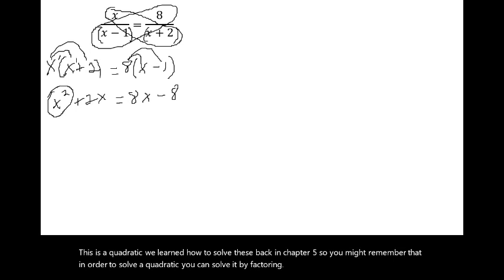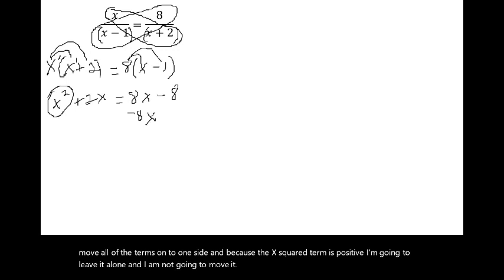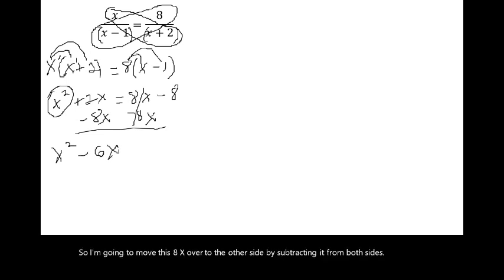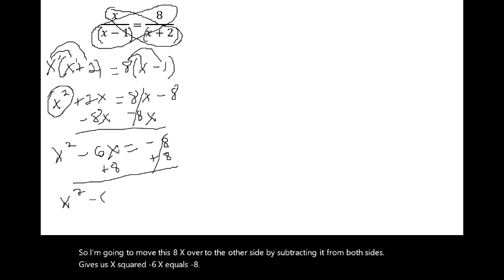So to make this equation equal 0, I'm going to move all of the terms onto one side. And because the x squared term is positive, I am going to leave it alone, and I am not going to move it. So I'm going to move this 8x over to the other side by subtracting it from both sides. Gives us x squared minus 6x equals negative 8. Then I'm going to finish making this equation equal 0 by adding 8 to both sides, and I get x squared minus 6x plus 8 equals 0.